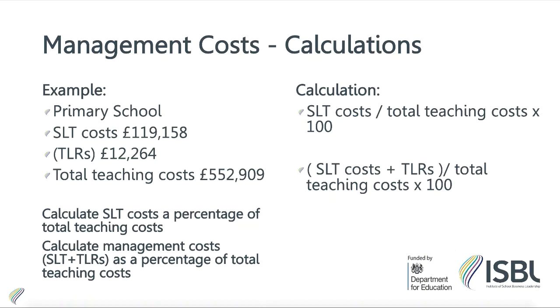So the calculations that we will use are the senior leadership team costs divided by the total teaching cost times 100 to give our percentage. And then the second part of the calculation is those senior leadership costs plus the TLR costs. Then we divide that by the total teaching costs, times it by 100 to give our percentage.